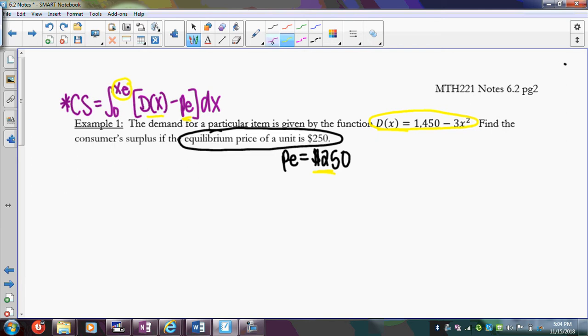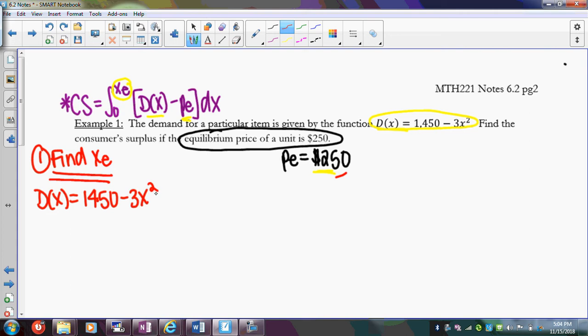So my first step here, before we can plug into our formula, is to find x sub e. And x sub e represents the x value, or the number of units, at the equilibrium point, so when the price is equal to 250. So basically we're going to take our demand function, d of x equals 1450 minus 3x squared, and we're going to replace d of x with 250, because this really means d of x is equal to 250.